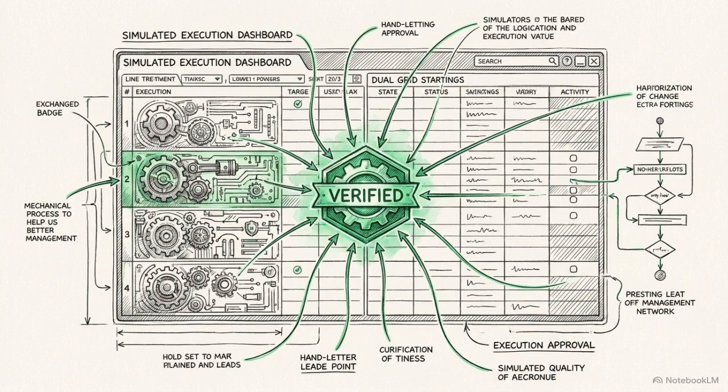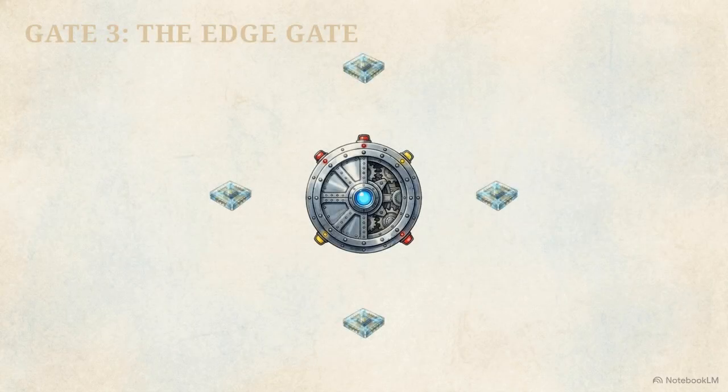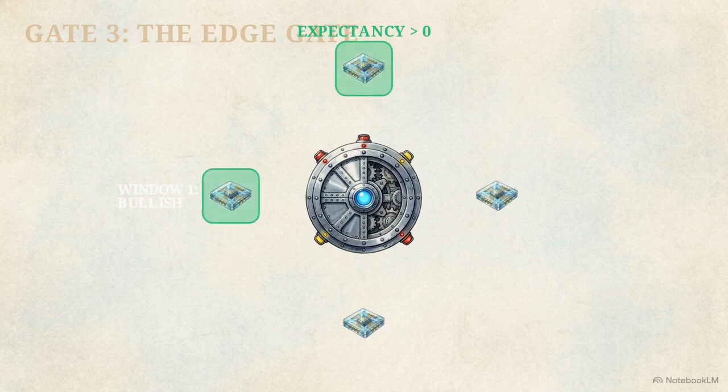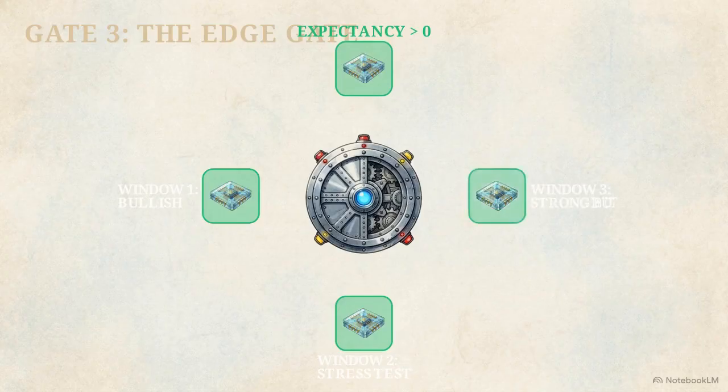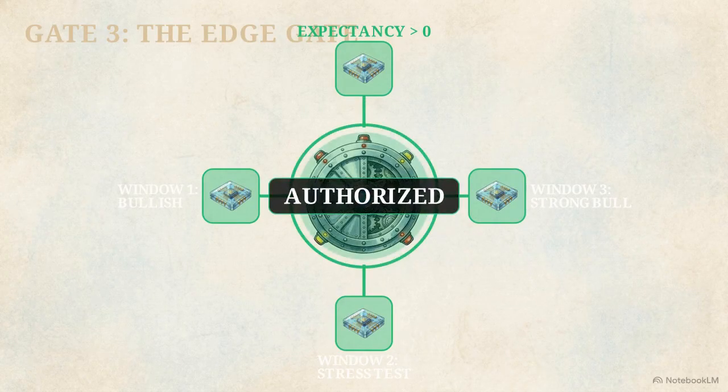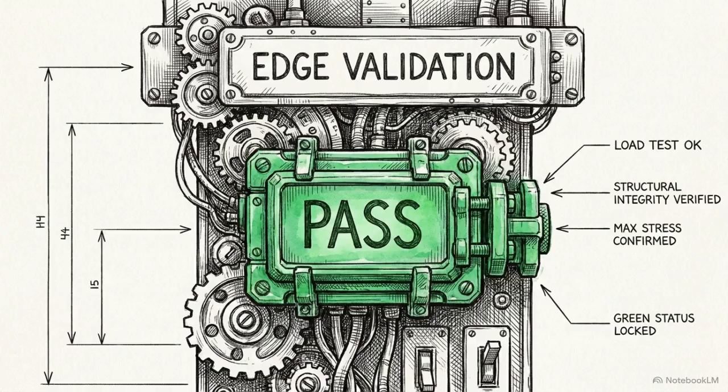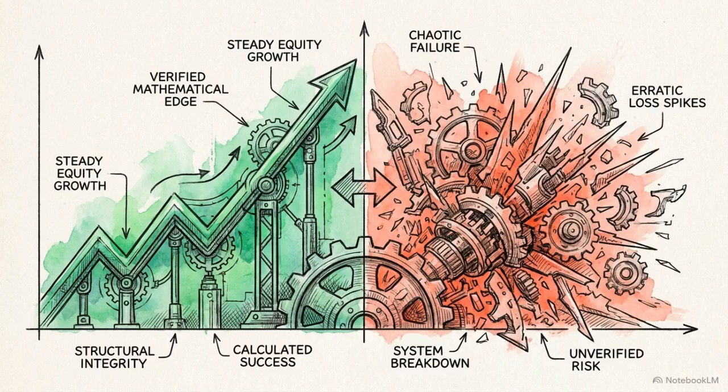The master safety mechanism is Gate 3, the edge gate. It queries historical logs to verify a mathematically positive expectancy. The strategy must be profitable across 3 distinct market windows. Passing these checks provides the final authorization. This final gate is the system's absolute defense, answering the most vital question in quant trading. Does this strategy actually make money, or are we just gambling?